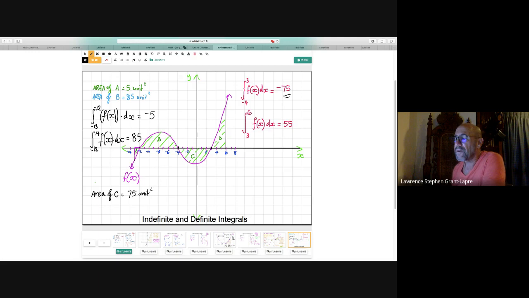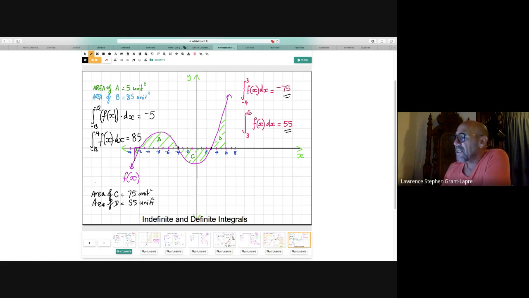All right, how you going? Let's look at the last one. We're told that the definite integral from 3 to 6 is 55. So what will the area of D equal? The area of D equals, and you'd be correct if you said it's 55 square units. We never get a negative answer for area. It's always positive. Definite integral can be negative if it's underneath the x-axis.